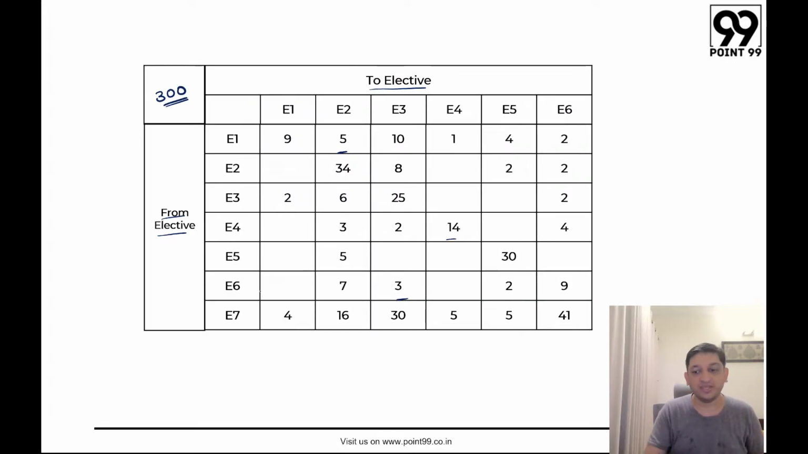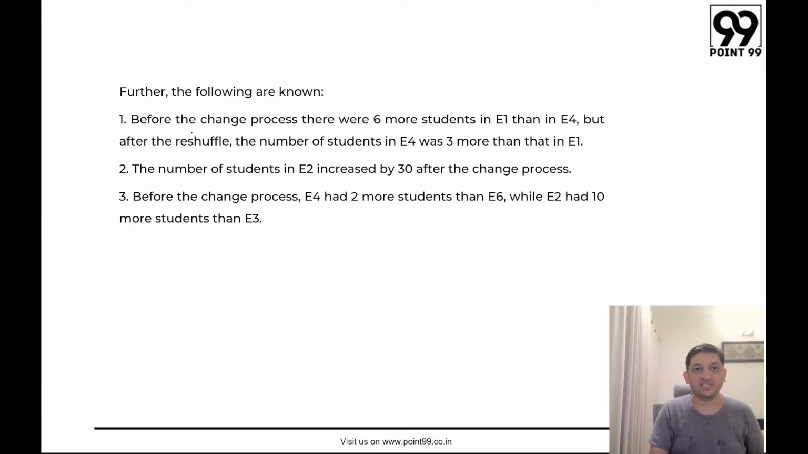That is what we know. We also have been given some 3 pointers. Before the change process, there were 6 more students in E1 than in E4. After the reshuffle, the number of students in E4 was 3 more than that in E1. So basically, before and after का total compare किया गया है.